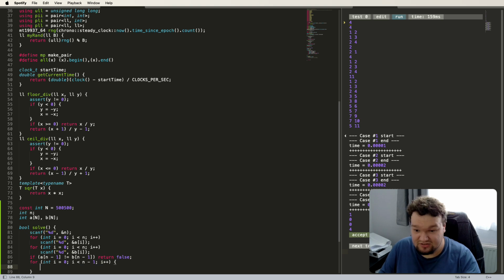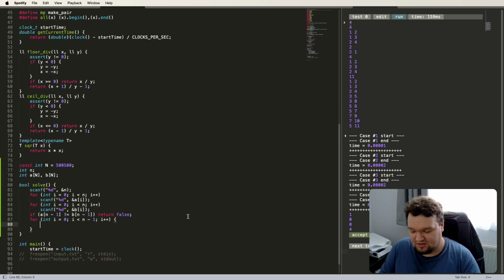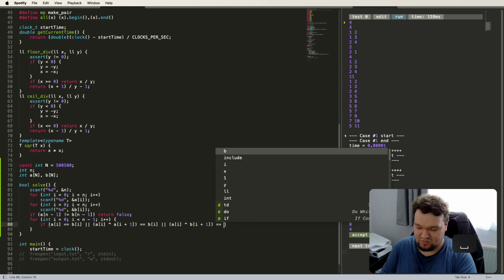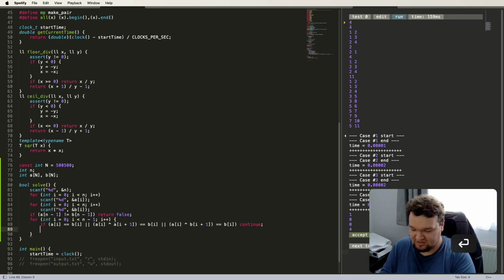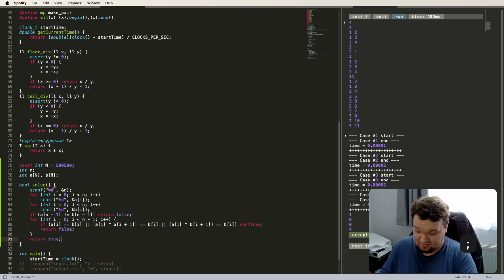So for every position except the last one, the good situations are when A_i is already B_i, or A_i XOR A_{i+1} is B_i, or A_i XOR B_{i+1} is B_i. So if that happens, it is good. Otherwise, it's impossible, just return false. That's it.